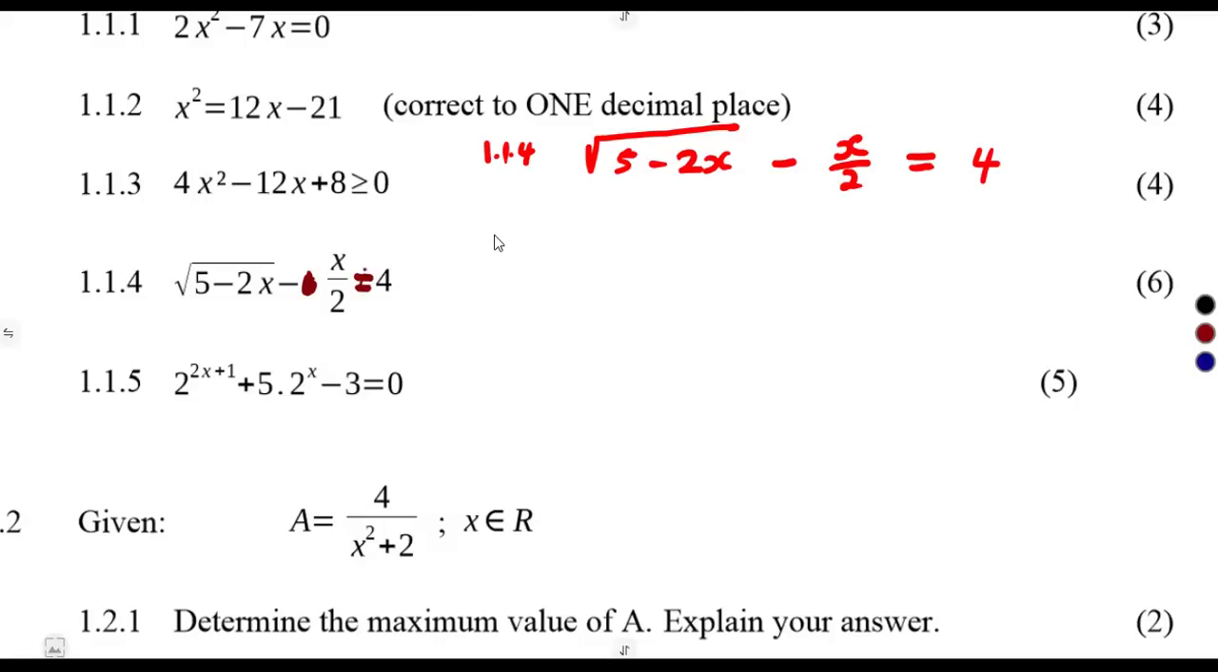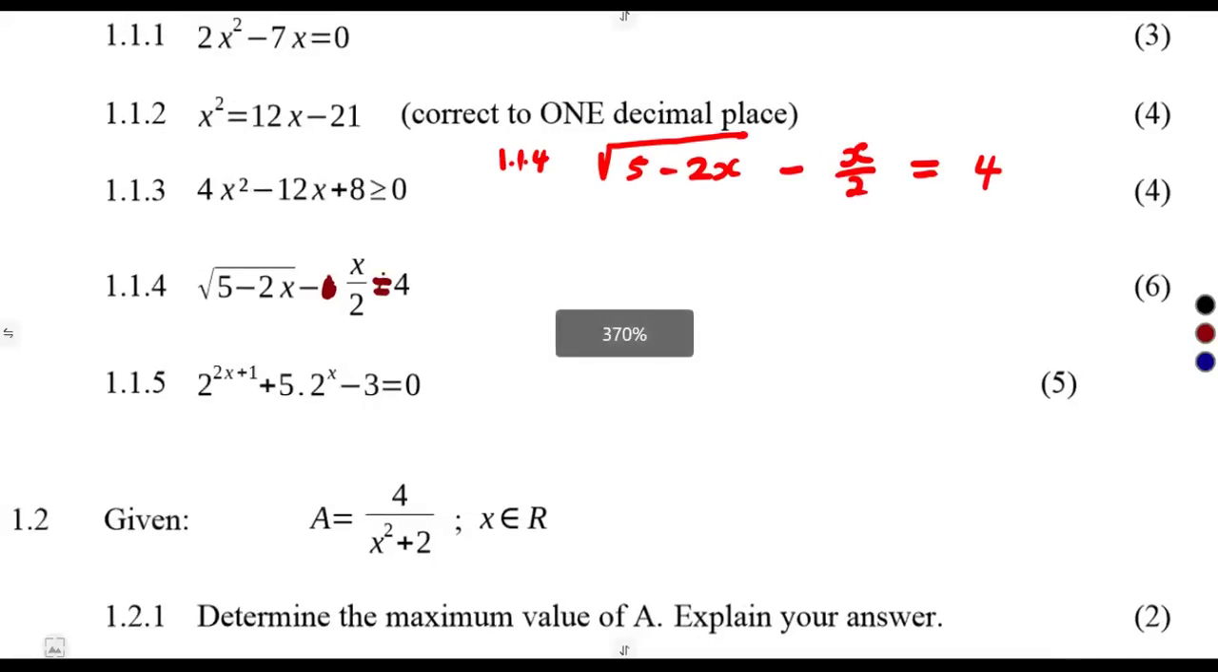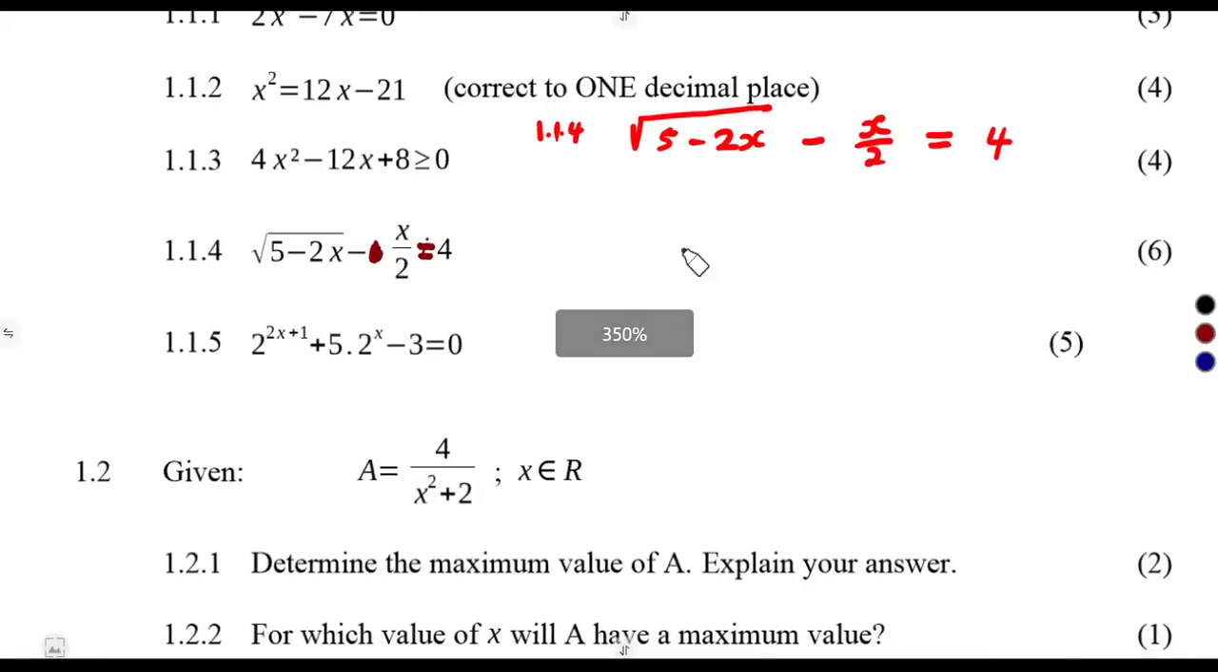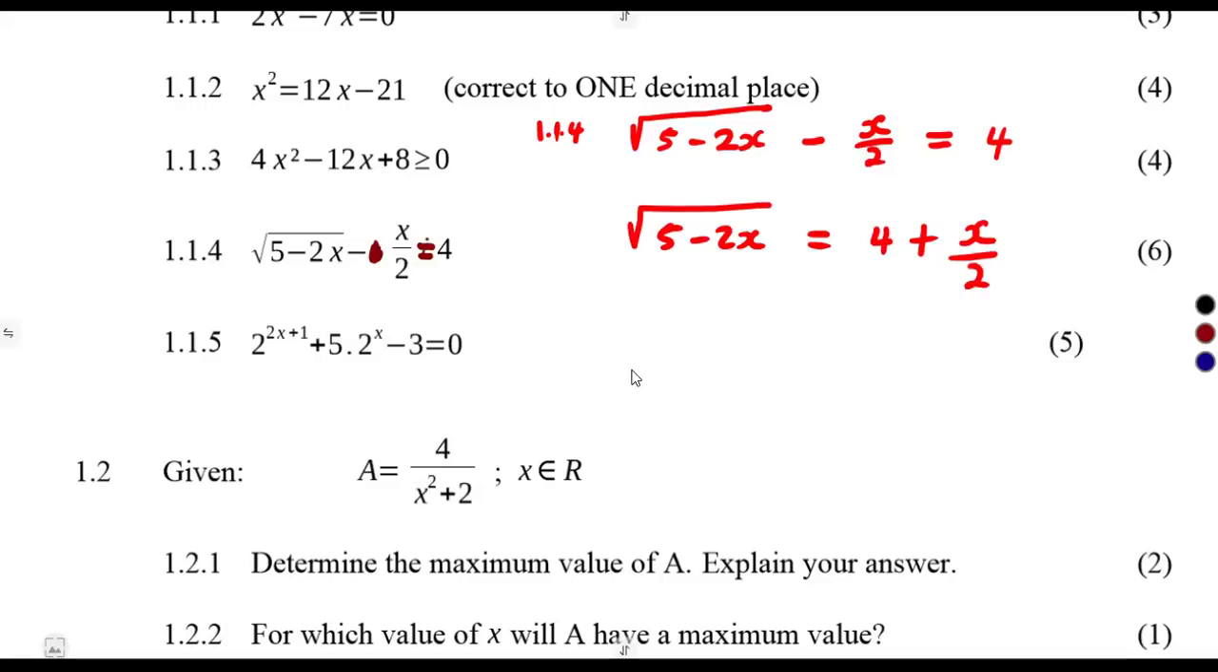Remember, when solving these equations where we have got surds, we are supposed to make the surd the subject of the formula, to have it on its own, on one side of the equation. So what is affecting it is this minus x over 2. Take it to the other side. So it is going to be what? A positive. So we're going to have the square root of 5 minus 2x is equal to, the moment you take this, it will be a positive. So that will be 4 plus x over 2 like this. This is what you have.